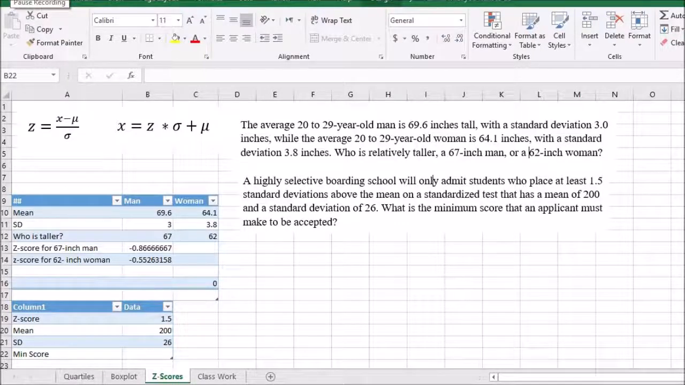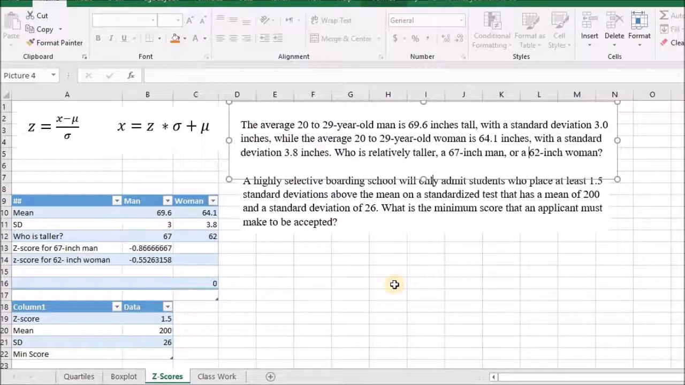Here is an example to illustrate how to calculate the z-score. So the first example says the average 20 to 29-year-old man is 69.6 inches tall with a standard deviation of 3 inches, while the average 20 to 29-year-old woman is 64.1 inches with a standard deviation of 3.8 inches. Who is relatively taller, a 67-inch man or a 62-inch woman?